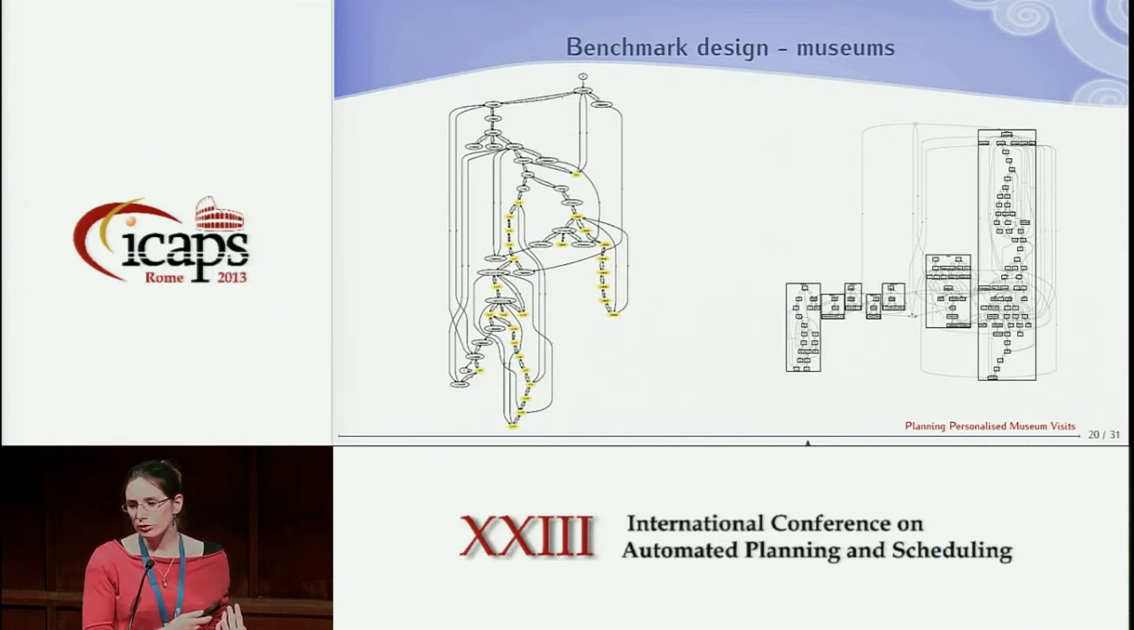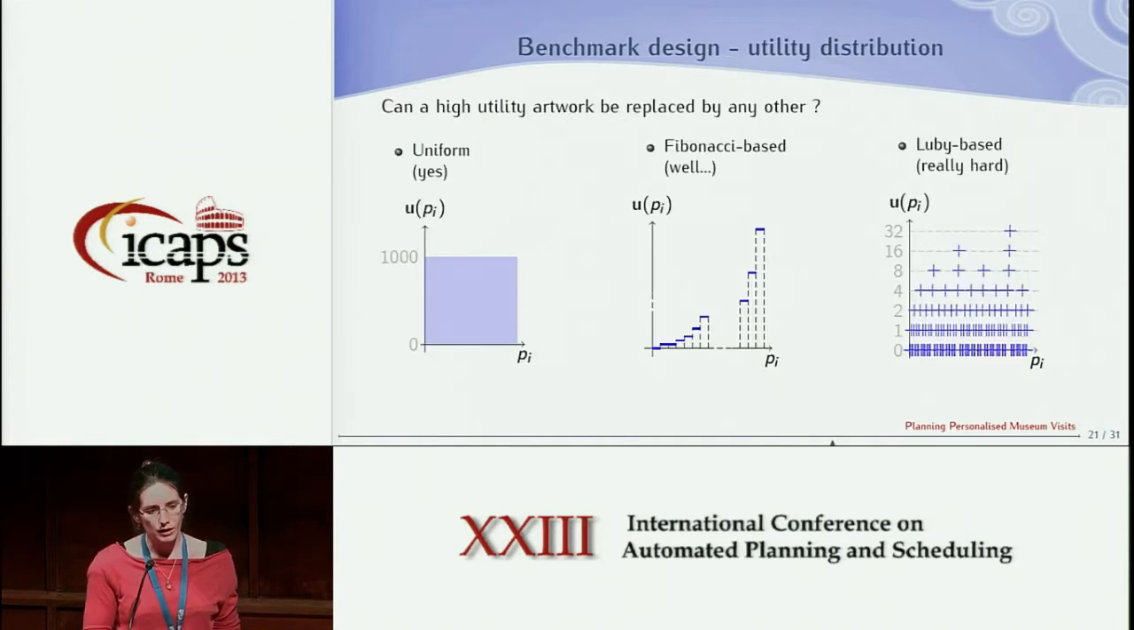These are the graphs representing the museums. On the left you have the Palais des Beaux-Arts and on the right you have the National Gallery. You cannot see the details, but this just gives you a feeling for these two museums.